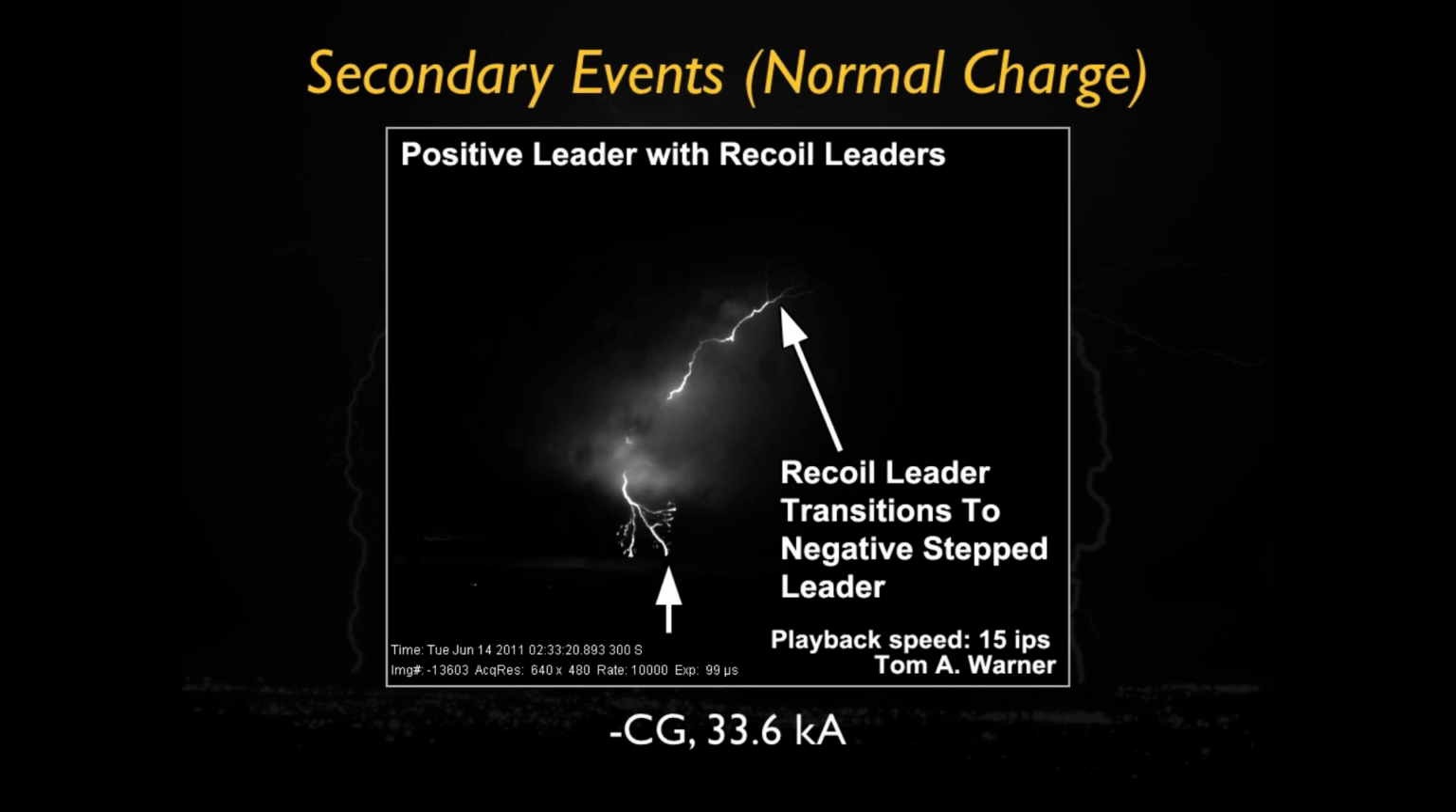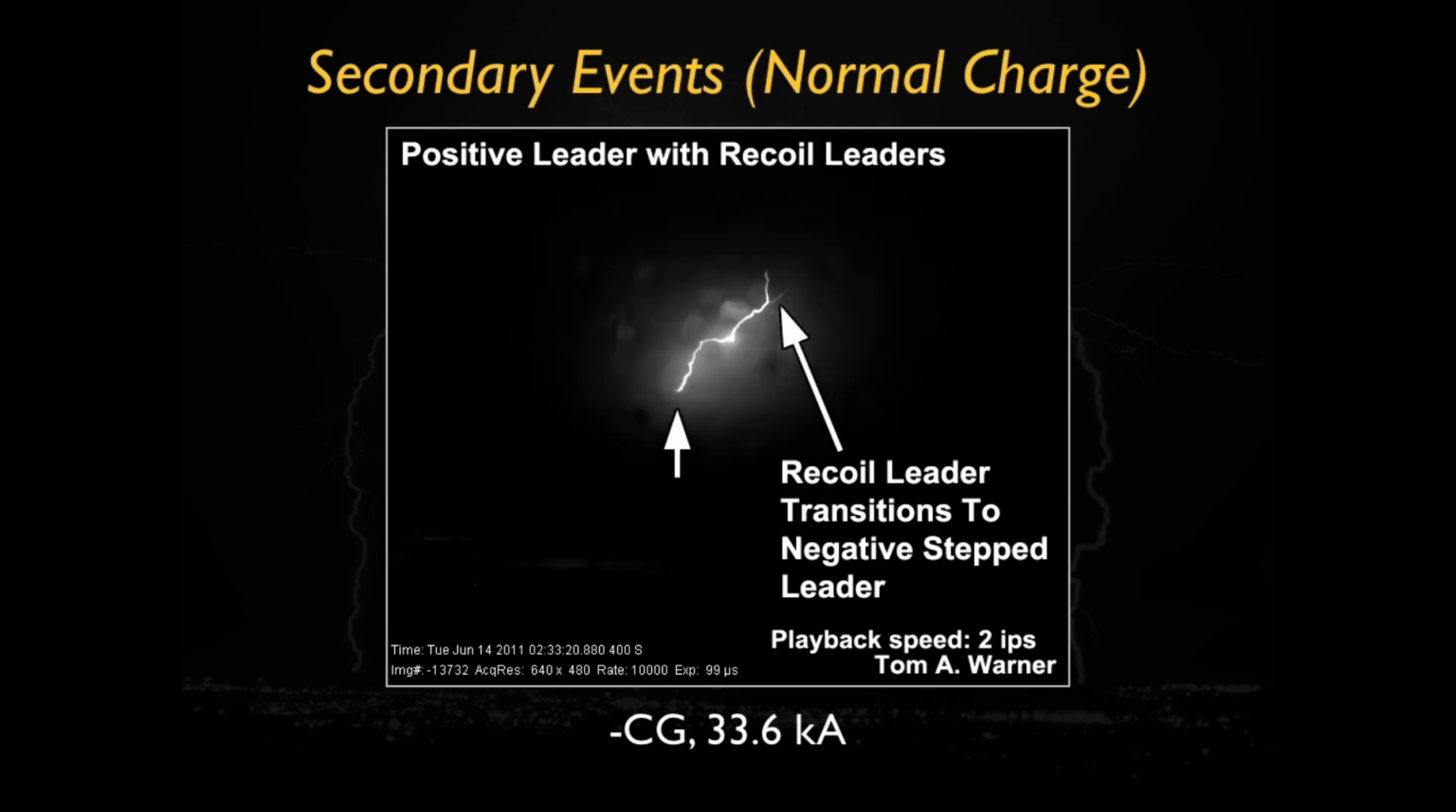We'll look at an example of this. We had positive leader development propagating up here. There's been no development seen below this cloud base other than the positive leader development with multiple recoil leaders taking place. What we'll see is the recoil leader forms, and the negative end propagates to ground, forming an estimated peak current 33.6 kiloamp negative CG return stroke.